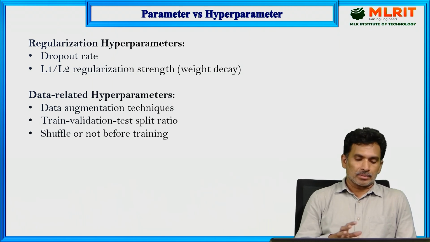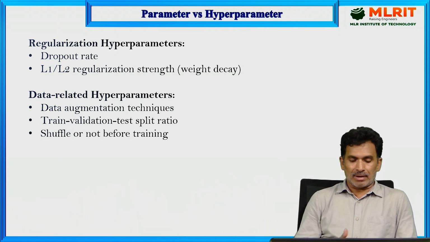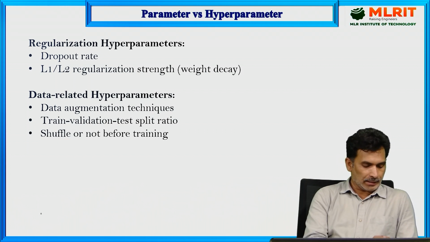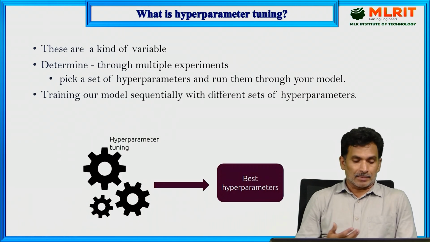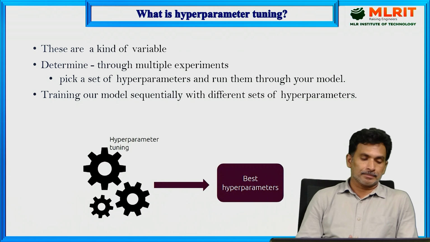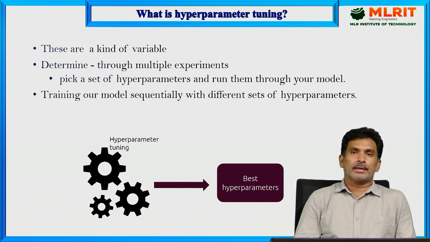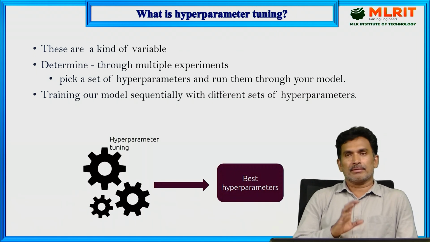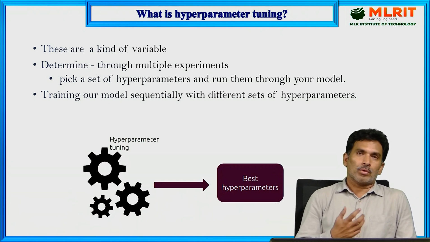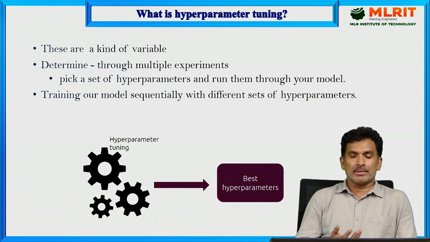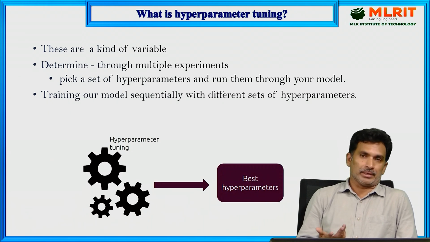So the data augmentation techniques, train, validation, test split, shuffle or not before training. These are the different types of hyperparameters used in models. Now, so far we discussed the difference between parameters and hyperparameters. Next, we have to understand what we mean by hyperparameter tuning.